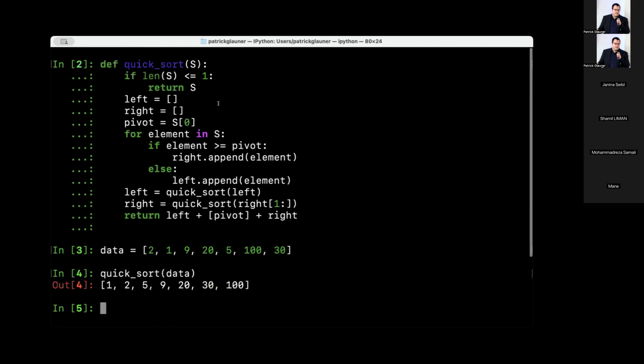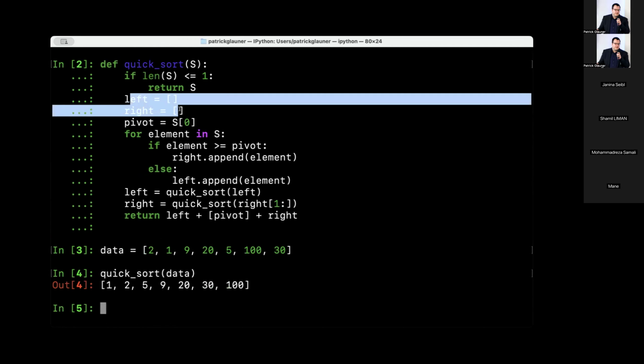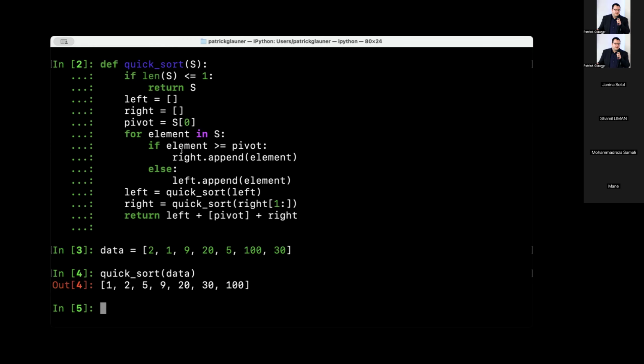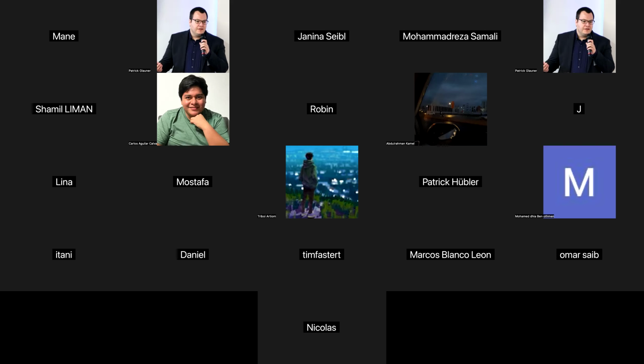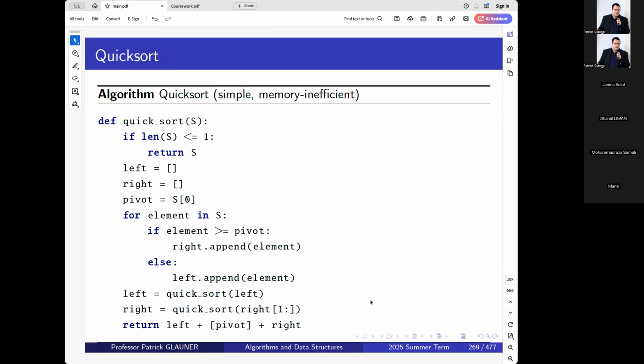What I have to say is this is a very simple initial quicksort implementation. It's not very memory efficient. I have these sublists and I keep adding elements and they may resize. So this is not the fastest quicksort implementation possible, but it's one that fits on one slide and shows you the essence. So that's the idea of quicksort.